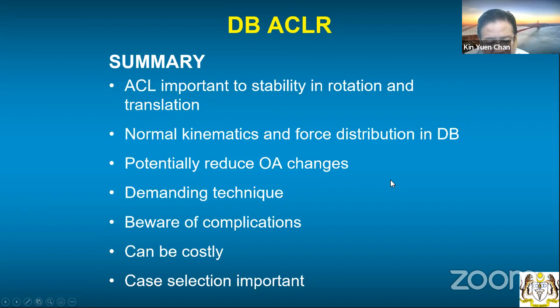And of course, case selection is very important, as Dr. Ramanathan has suggested. For athletes, a more predictable way of healing perhaps would be with the BTB graft, but for more non-top flight athletes, perhaps a BTB double bundle may be a good option.